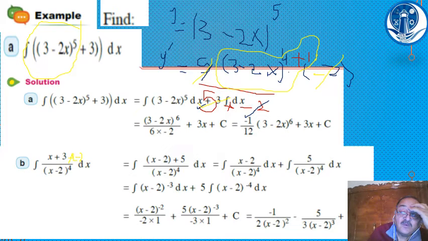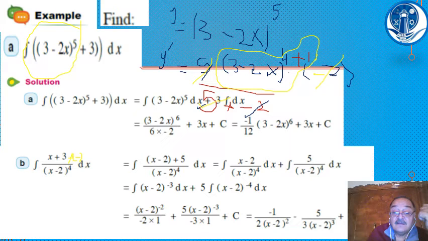3(x minus 2) over (x minus 2) power 4, plus 2 plus 3 is 5, over (x minus 2) power 4. Then they are the same. In division we subtract powers, so it will be (x minus 2) all power negative 3 dx plus 5(x minus 2) all power negative 4.